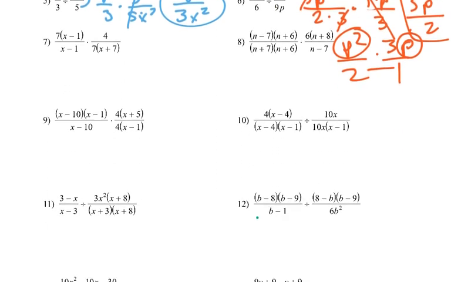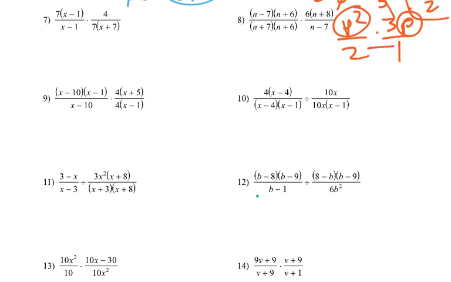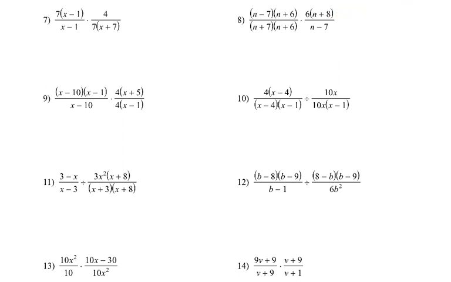Alright, now, if we keep going, we can see that they're getting more complex, but it's still the same thing. And notice that these ones are already factored out. So basically they're all going to be multiplied here. Use parentheses if you need to. So I've got x minus 1s I can cancel, a 7 and a 7 I can cancel. We're left with 4 over x plus 7.